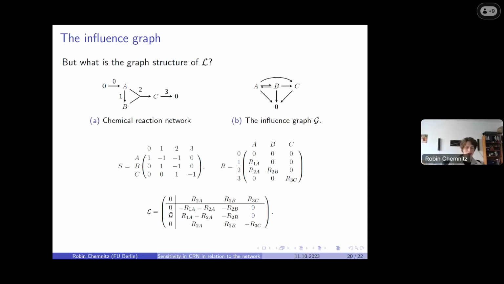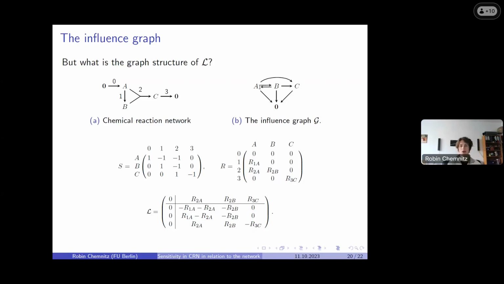Remember, L has SR in the bottom right. Here I have this simple chemical reaction network in the beginning, here the matrices S and R, and down here we have the matrix SR. And then the top row, we just make them sum to 0. So here we have in total minus RC, and here we have RC. This R2B and this R2B, 2 minus 1 plus R2B, so in total we have an R2B at the top. These just make them sum to 0. So wherever we have a non-zero entry, we will get an edge.